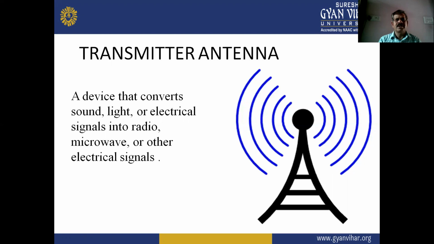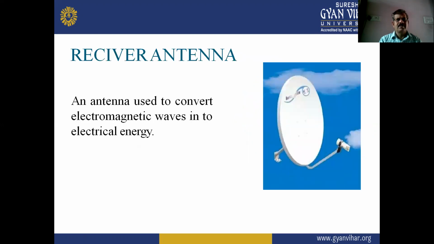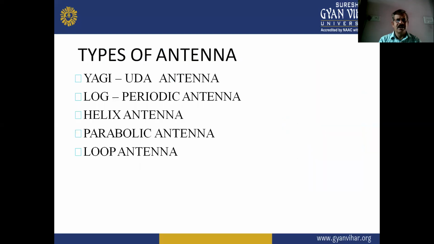So what is the transmitter antenna? Transmitter antenna is a device that converts sound, light, or electrical signal into radio, microwave, or other electrical signal. And what is the receiver antenna? Receiver antenna is an antenna used to convert electromagnetic wave into electrical energy. So these are the transmitter antenna and receiver antenna.